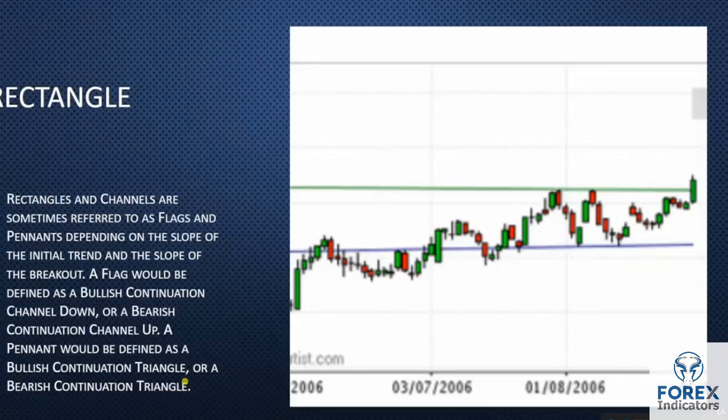A flag would be defined as a bullish continuation channel down. There's a mouthful there. A bullish continuation channel down, or a bearish continuation channel up. A pennant would be defined as a bullish continuation triangle or a bearish continuation triangle. It's only called a pennant because they look the same. They're forming a pennant like you wave at a sports game.